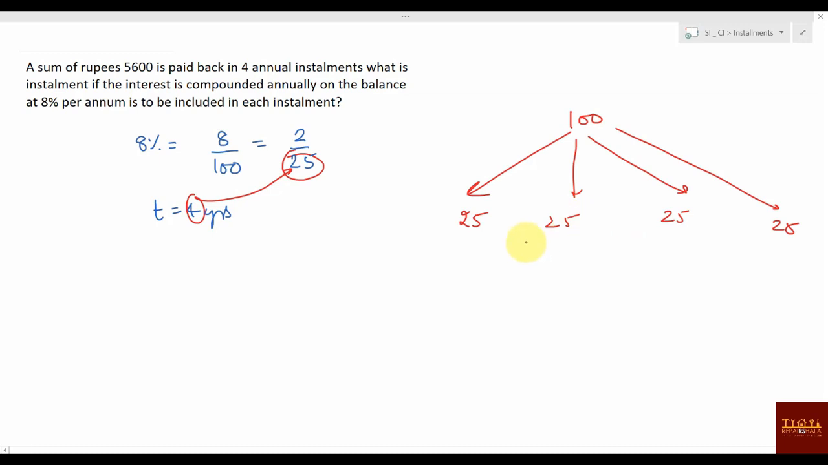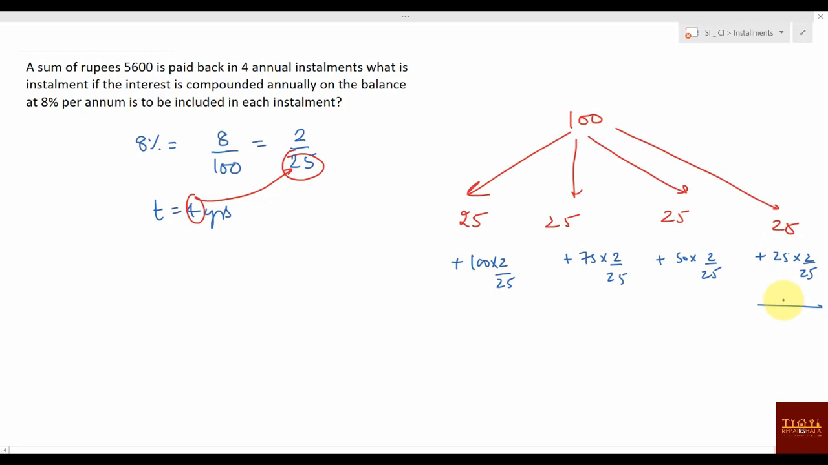And interest here will be levied on which value? Remaining value, or balance value. So here the balance value will be 100, so 100 into 2 by 25. Here plus 75 into 2 by 25. Here 50 into 2 by 25. And here it will be 25 into 2 by 25.